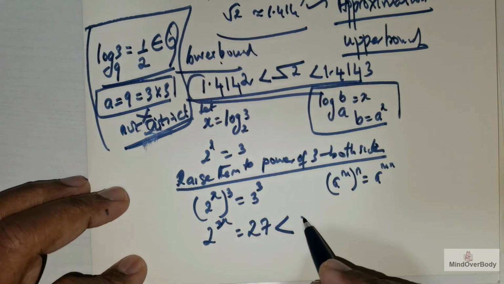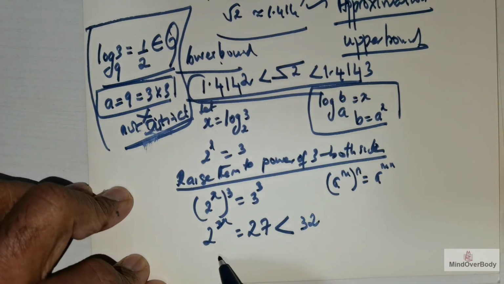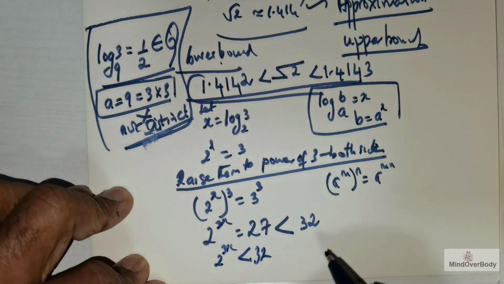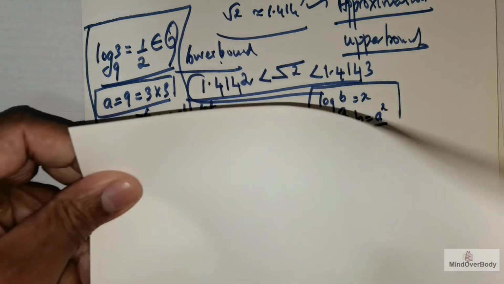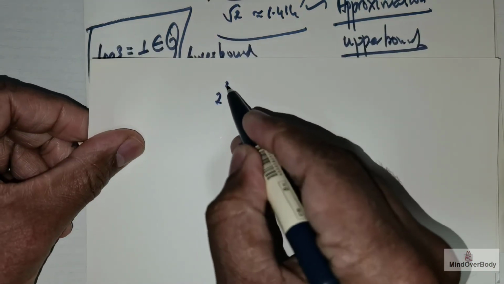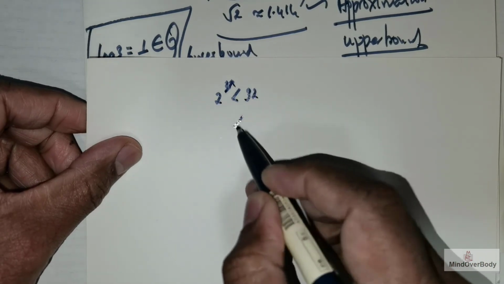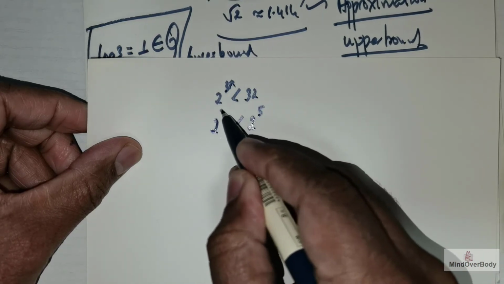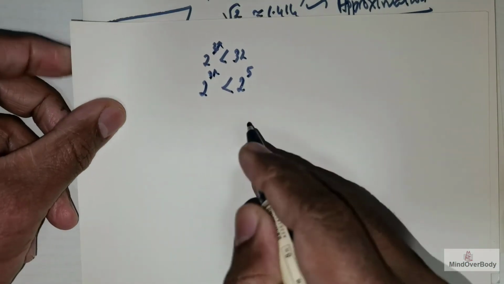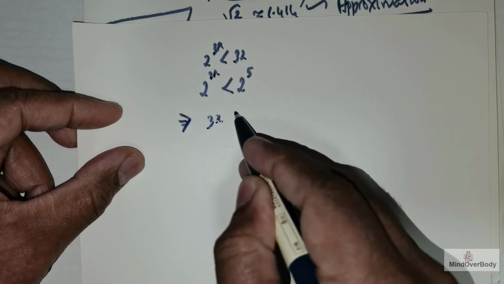So 27 is surely less than 32. This would mean I can clearly say that 2 raised to the power 3x is going to be less than 32. Now what is the other way we can see this? We got 2 raised to the power 3x is less than 32. I want to rewrite 32 in the form of base 2. So this is going to be 2 raised to the power 5, and on the left I got 2 raised to the power 3x. Now clearly the bases are same, so this would in turn mean 3x is less than 5.